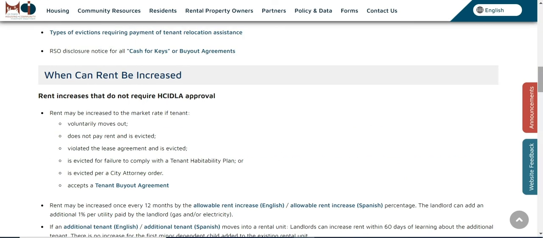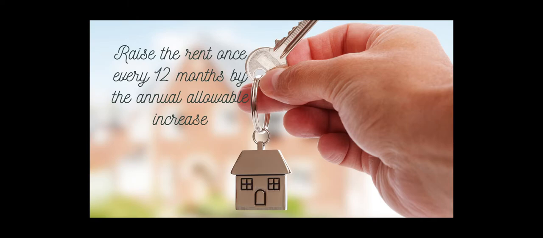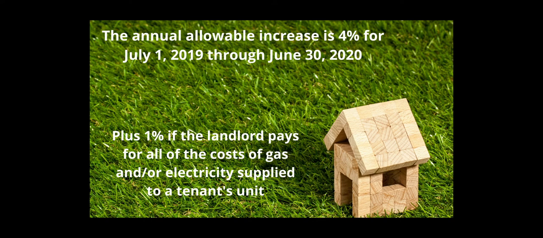Important as of right now are the evictions, rent moratorium, and rent increases. Due to COVID-19, there are new regulations where we as landlords cannot increase rents more than a certain percentage. Rent may be increased once every 12 months by the allowable rent increase. The landlord can add an additional 1% per utility paid by the landlord. So if the landlord pays gas or electricity, you can add an additional 1%.